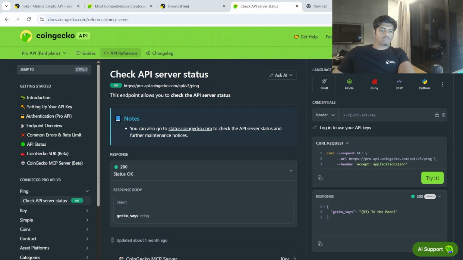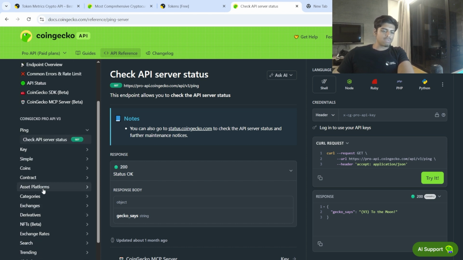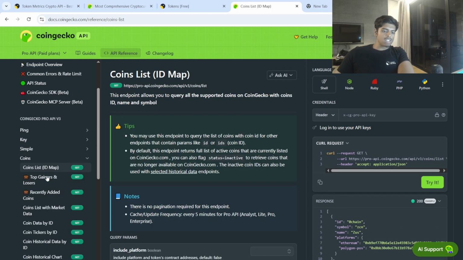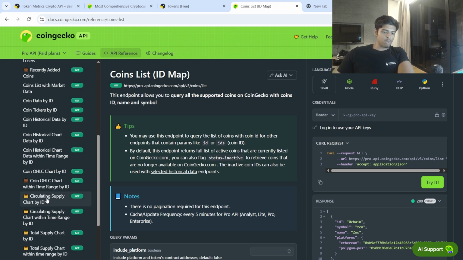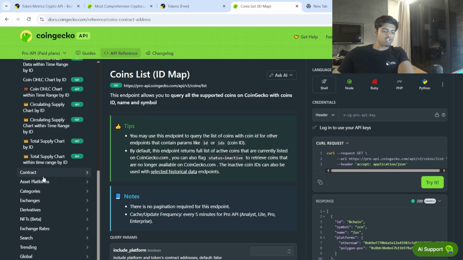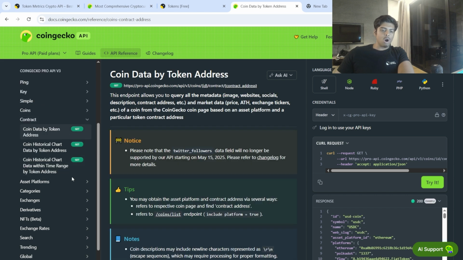Now I want to go through data coverage and types. How much data and what sort of data does both CoinGecko and the Token Metrics API provide, and which one wins in this? Now, ultimately, CoinGecko does offer quite a lot, over 13,000 cryptocurrencies here, and you get access to lots of different endpoints. You got coins here, which you get top gainers and losers, recently added coins, so on and so forth. You can go down here, look at the contracts as well, the contract addresses of these tokens.